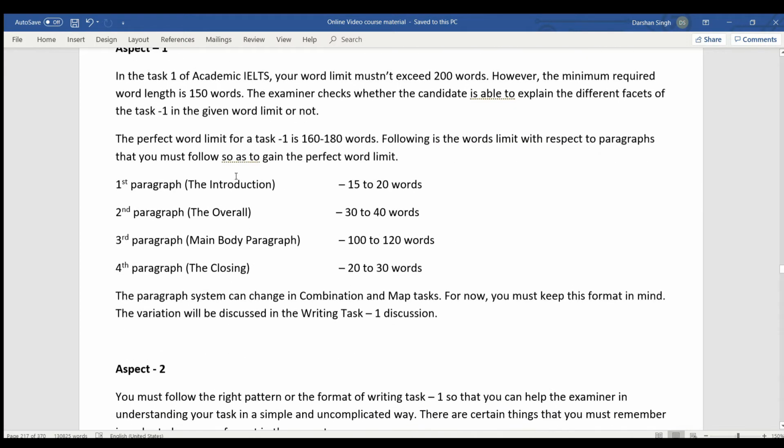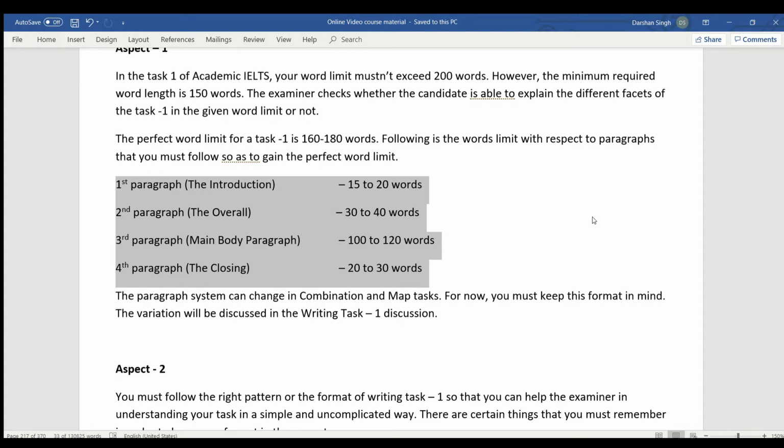Now, when it comes to the number of paragraphs, you always make 4 paragraphs when it comes to writing task 1. Now, there are exceptions. There are some combination graphs or some of the map tasks that do not require a 4th para. We'll come on to that later, but for now, you will just note down this theory of making 4 paragraphs.